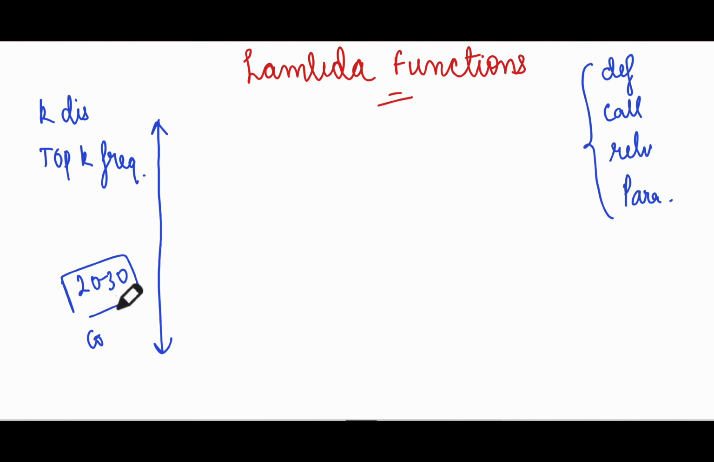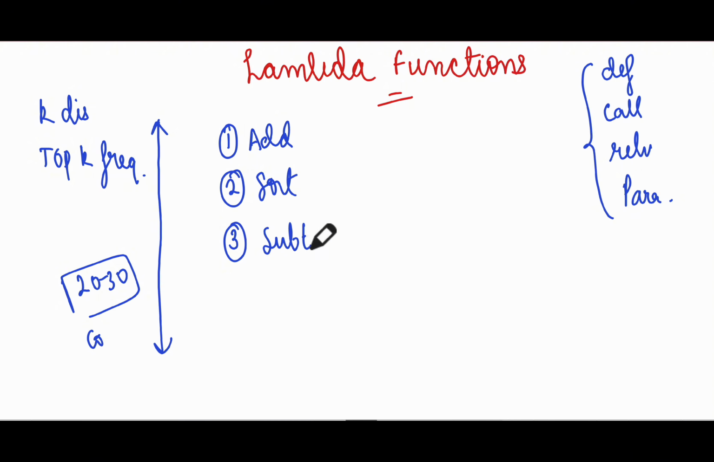Now there are some functions which are pretty straightforward and involve a single line. For example, let us say someone asks you to add two numbers, or to sort a list, or to get a subtraction. Similarly, suppose you are given a list and you have to return the length of each element in the list. These are basic operations that you have to do.